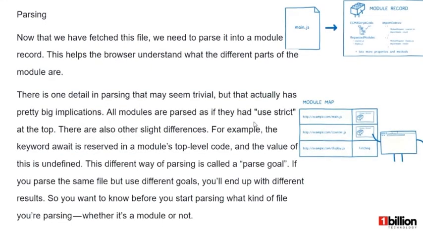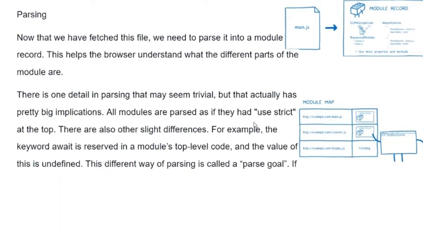So now that we have fetched this file, we need to parse the file into a module record. This helps the browser understand what the different parts of the module are. This one detail in passing may seem trivial, but it actually has a pretty big implication. All modules are parsed as if you had used strict mode. There are also other slight differences. For example, the word await is reserved in the module top level code, and the value of this is undefined.